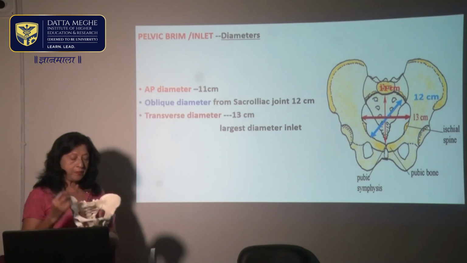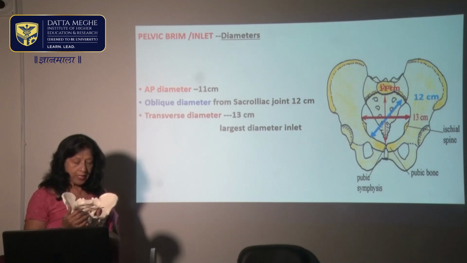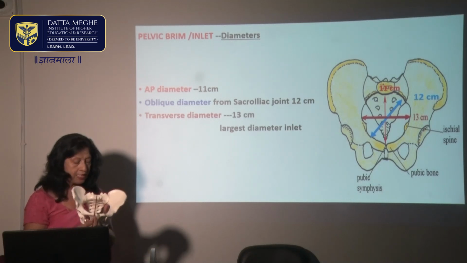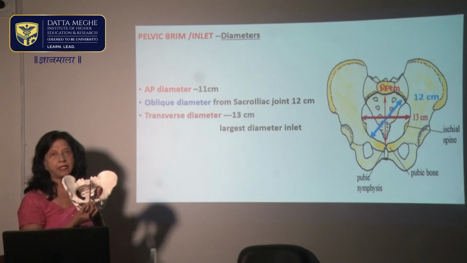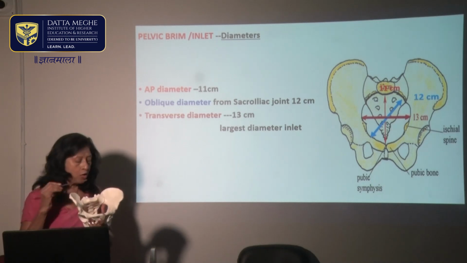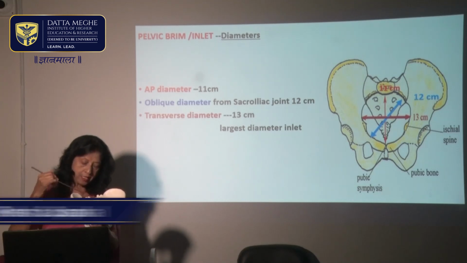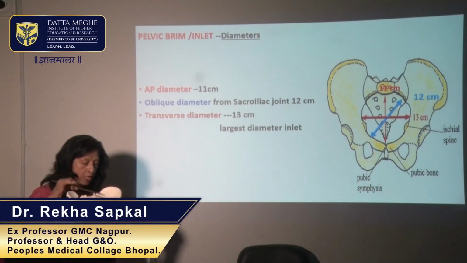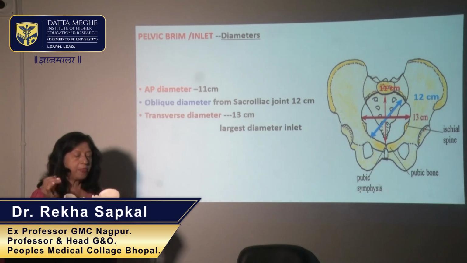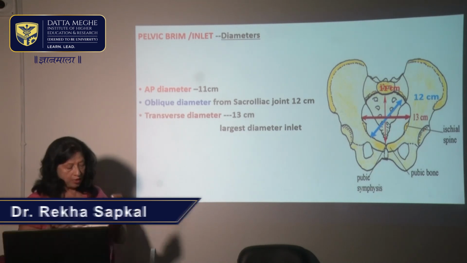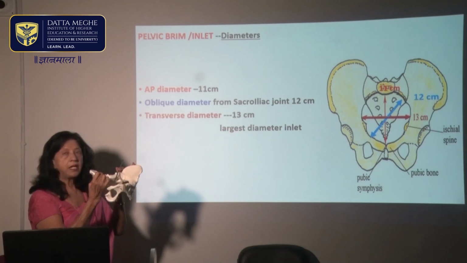AP diameter means the one which runs from anterior to posterior side. So, this one is the AP diameter of the inlet. The next one is the oblique diameter. The one which starts from the right sacroiliac joint of the pelvis is the right oblique. The one which starts from the left sacroiliac joint of the pelvis is the left oblique.